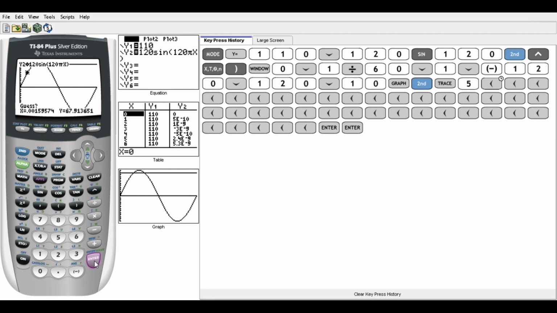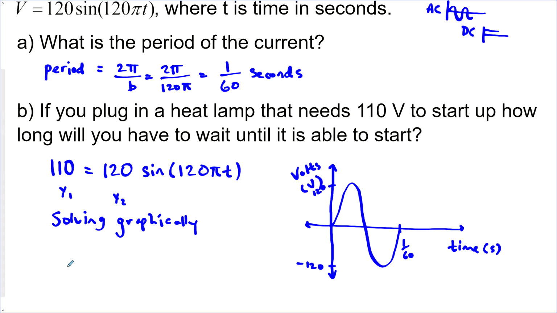So we see our first intersection is 0.003. From the graph, we have that t is equal to 0.003 seconds, so we'd have to wait that long before our heat lamp started up. Now, solving graphically can be a great way to get the question done quickly, especially when it doesn't say do it algebraically, but you really need to know both ways.